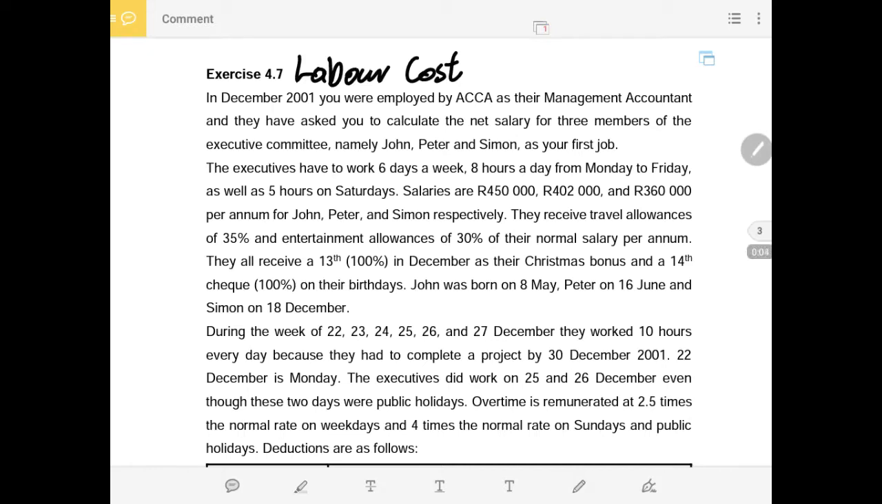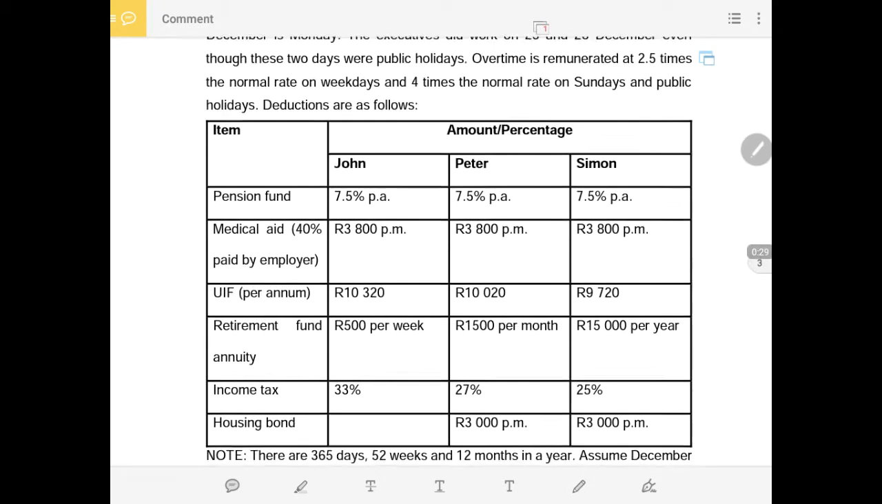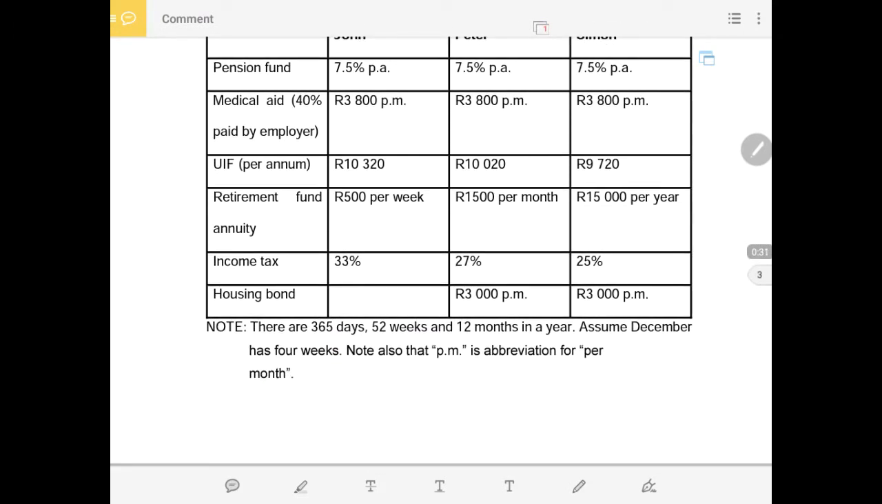Once again, this is exercise 4.7, exactly extracted as it is from the textbook, the old textbook, and I'm still under the labor cost topic. I would like to read first what is required so that I analyze based on the requirements, so that I can align what I'm analyzing with what we are required to do.